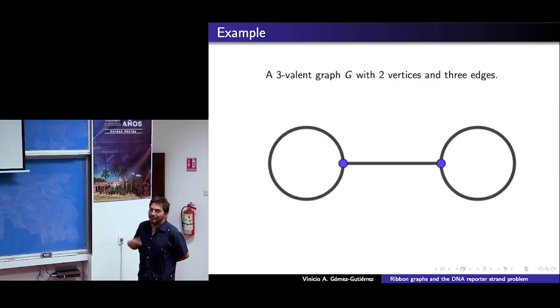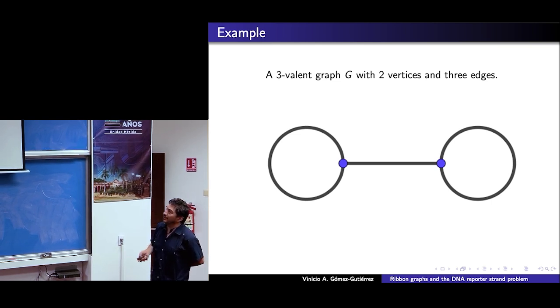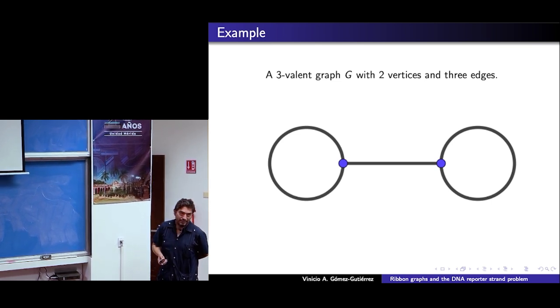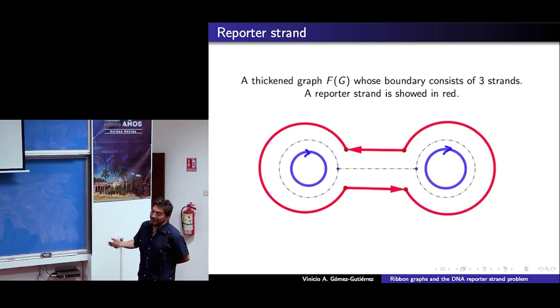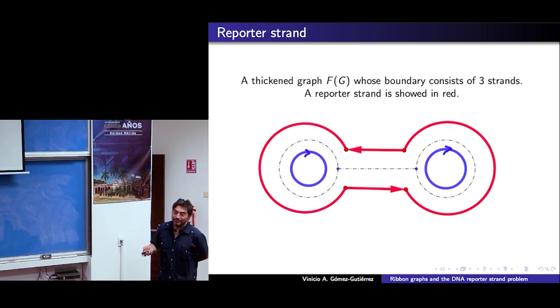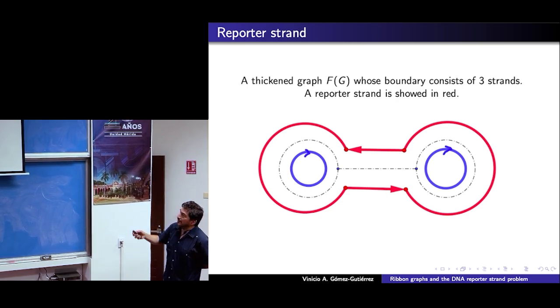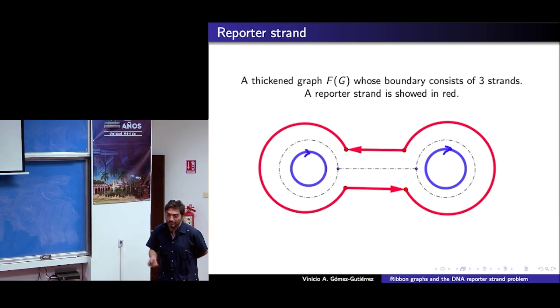This is the example I mentioned. This is a trivalent graph with 2 vertices and 3 edges. Now, thickening the graph, one way is this. In this case, the boundary consists of 3 strands. I color 2 in blue and the third in red. This strand visits one edge, this other strand visits one edge, and the red strand visits 3 edges.